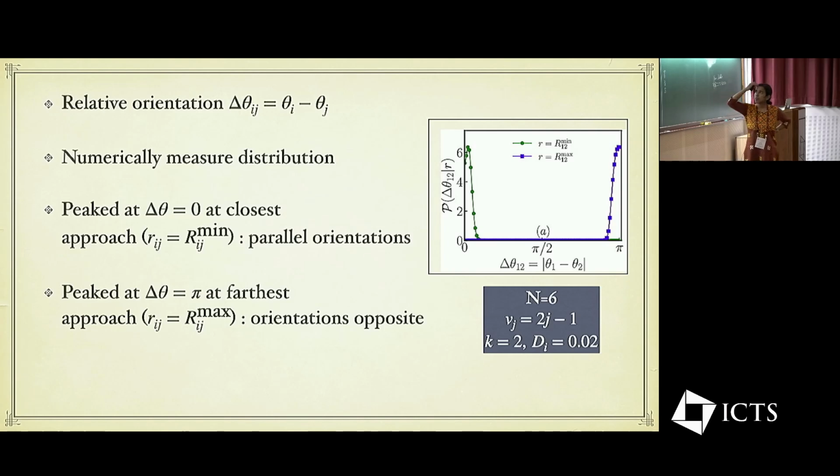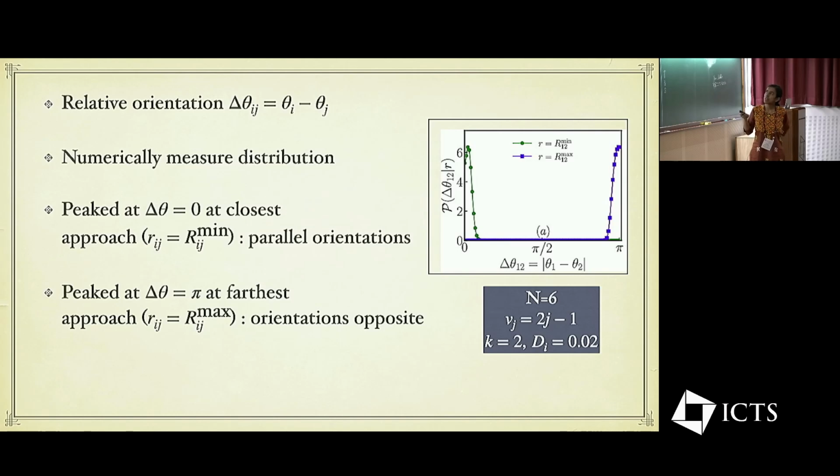And so it's also interesting to look at the relative orientation. From our trivial argument, what we saw is that the minimum distance is approached when the particles are parallel. So we measure the relative orientation of two chosen particles from this combination. Here we took 6 particles and looked at the first and second particle and measured the relative orientation for a fixed r. So this is for r min and this is for r max.